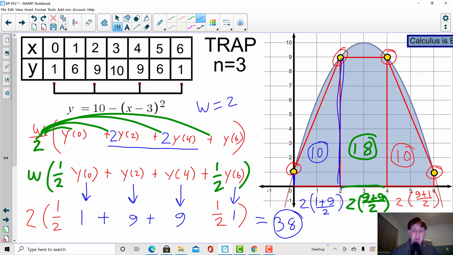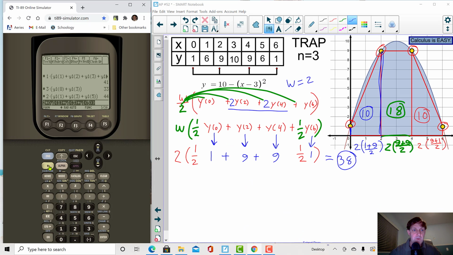Let's type this in our calculator and see what we get. Remember, you're supposed to type your function in y1. We have our function there, so then we go to the home screen. We're going to do our width times 1/2 times y1 of 0 plus y1 of 2 plus y1 of 4 plus 1/2 times y1 of 6. Then we push enter, and we get 38. And that's it.